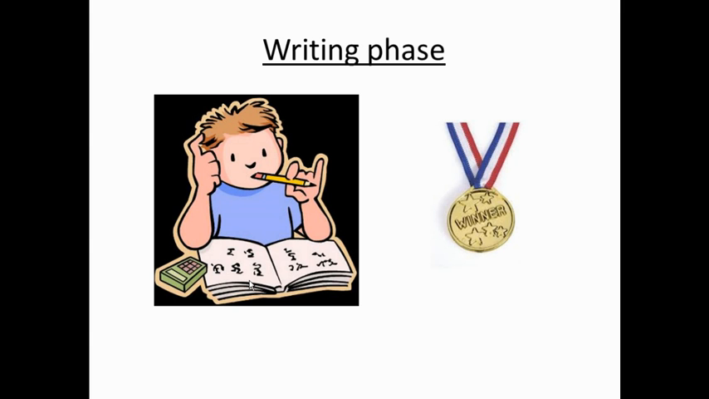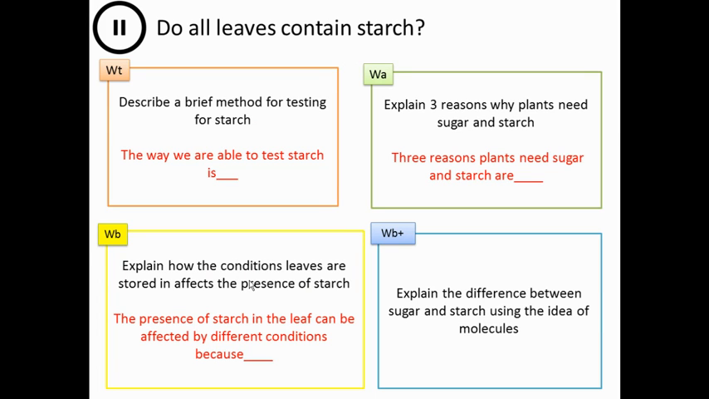Okay, so our written phase. So working towards, describe a brief method for testing starch. Okay, so that's those 4 points that we've just talked about. Explain 3 reasons why plants need sugar and starch. Explain how the conditions leaves are stored in affects the presence of starch. Explain the difference between sugar and starch using the idea of molecules, okay?